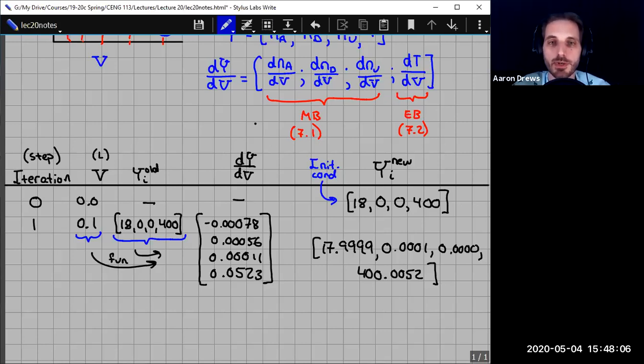So notice a couple of things about the comparisons here. The very first element of our slope was negative. That means the amount of A is decreasing. And sure enough, if I calculate the amount of A compared to the previous one, I went from 18 to 17.9999. Ideally, those will be very small, right? Because I'm taking very small steps to keep my accuracy high. And similarly, our last entry here is how is the temperature changing? It's going up, right? It's an exothermic reaction. That's good. It should be going up. And sure enough, our new temperature is just ever so slightly higher than our previous temperature. And so those are good, right?